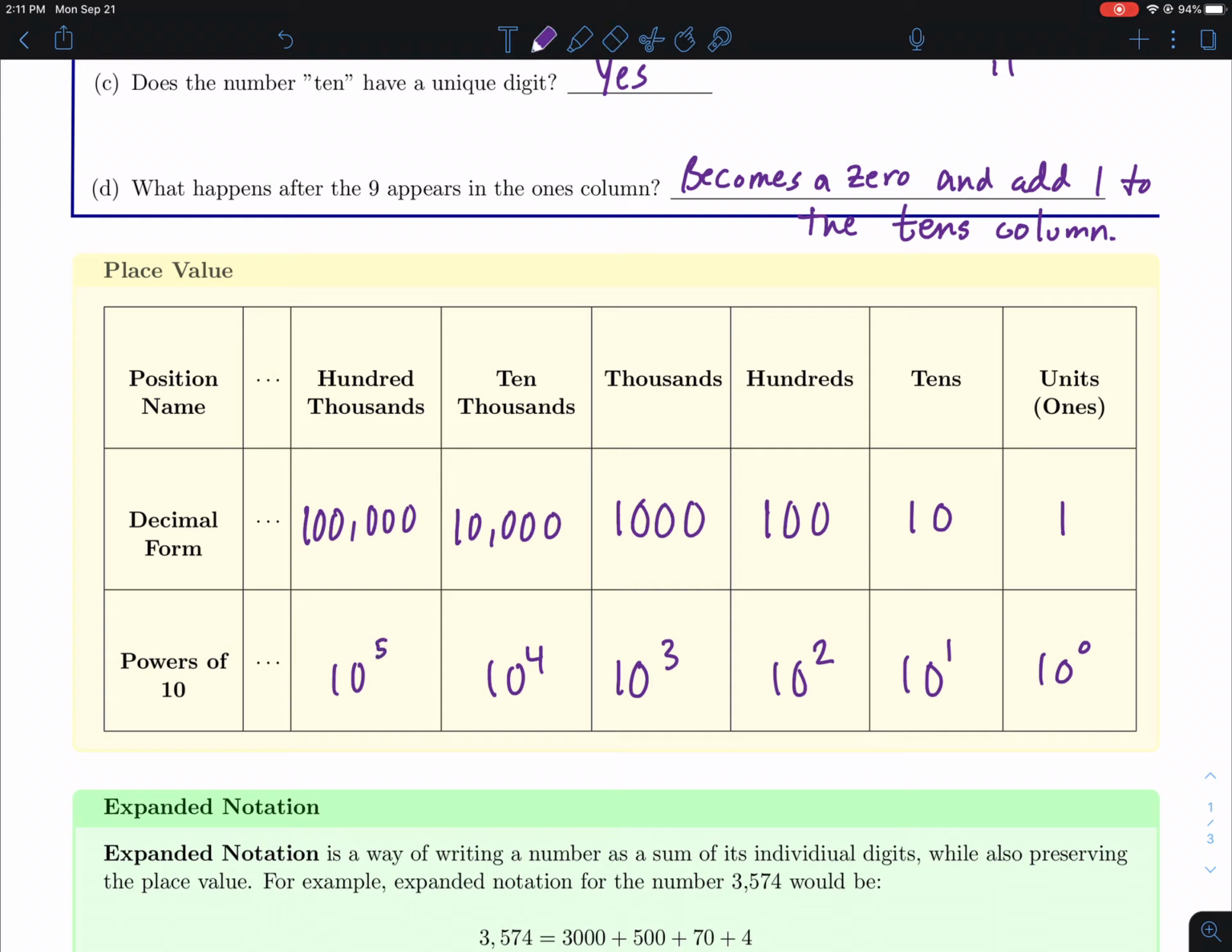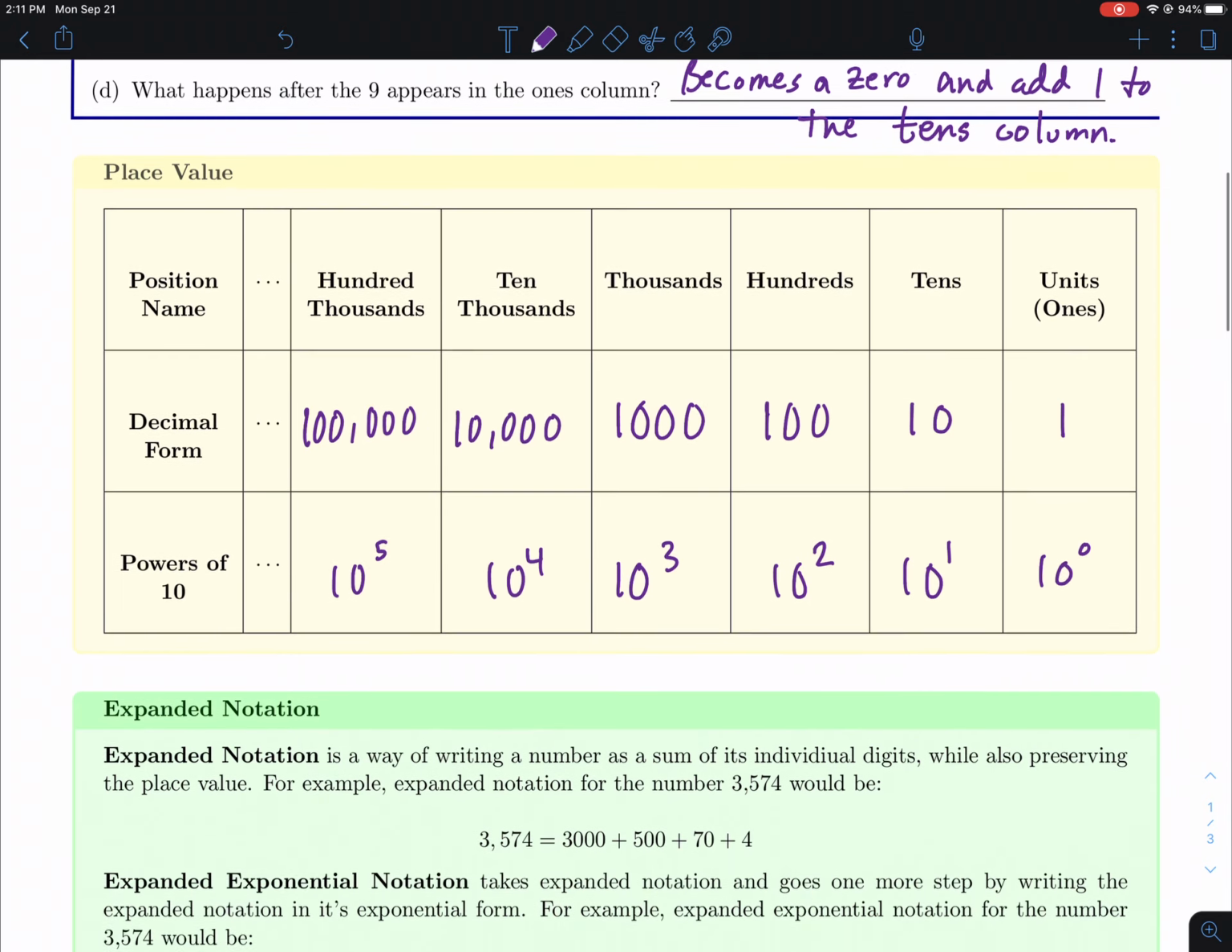All right. Everybody okay so far on these? All right, perfect.